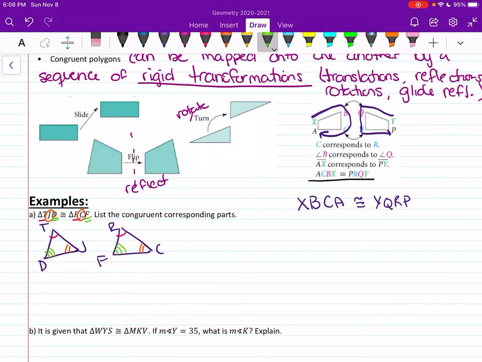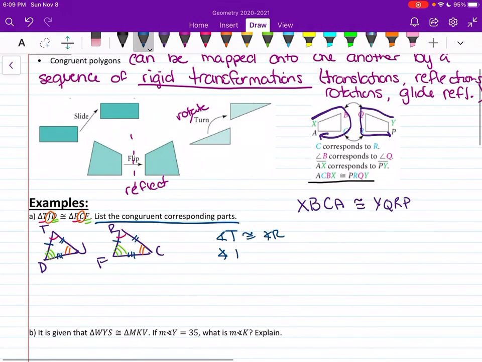And same thing with the segments. So I can say segment TD is congruent to segment RF, segment TJ is congruent to segment RC, and segment DJ is congruent to segment FC. So when I say list the congruent corresponding parts, this is what I'm going to do. I'm going to say angle T congruent to angle R, angle J congruent to angle C, angle D congruent to angle F. Okay, so those are my three angles, and then I'm going to list my segments too.